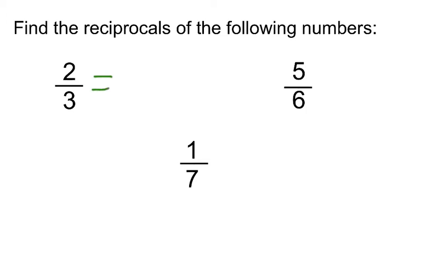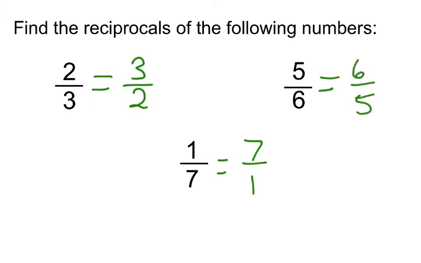Okay, let's check. So the reciprocal of 2/3 would be 3/2. And the reciprocal of 1/7 would be, of course, its flip is what it's nicknamed, 7/1. And the reciprocal of 5/6 is 6/5. And you can check by saying, well, when I multiply these together, do I get 1 whole? And you do for all of these. So those are our reciprocals.